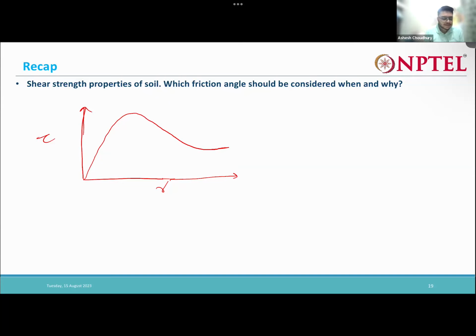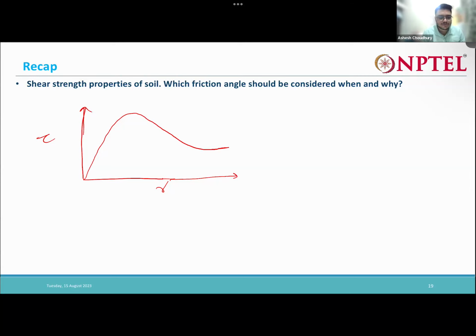Why should we use peak value? And why and when? The question is why and when should we use peak value, and when should we use the residual value for the constant volume? Why and when? You first said peak value. Okay. When should we use peak value and why?